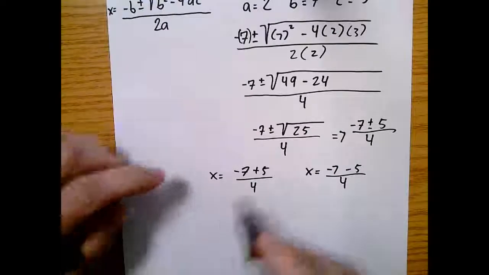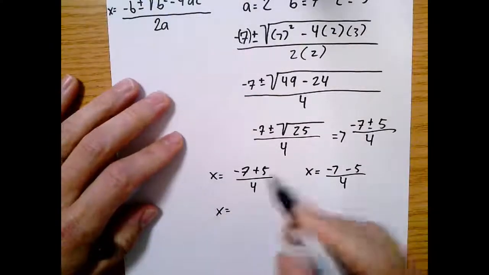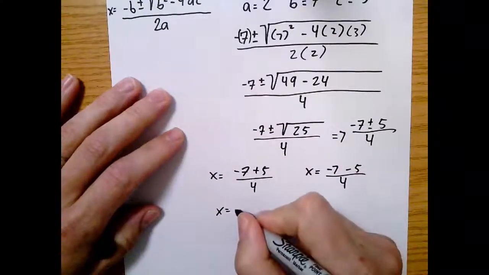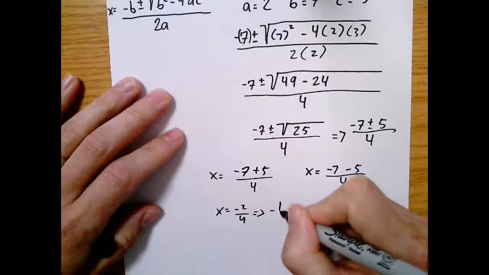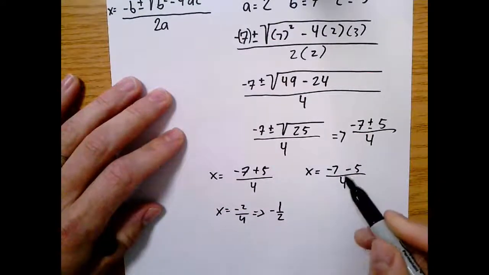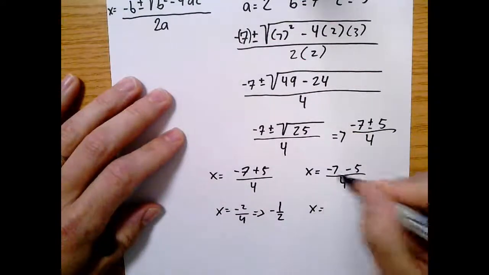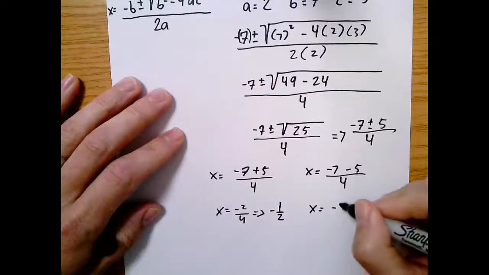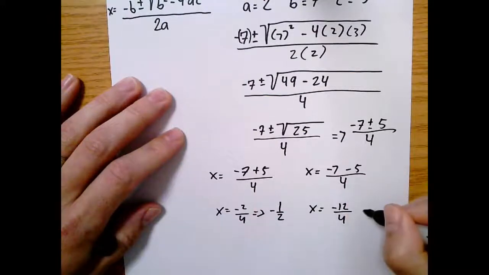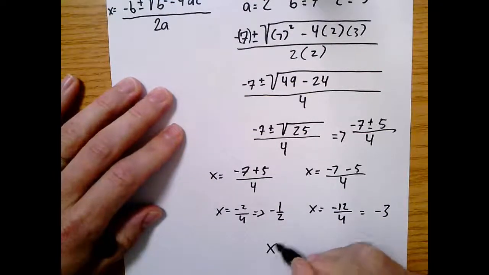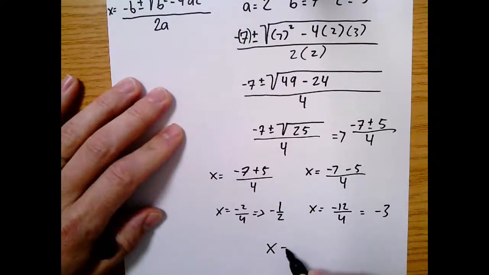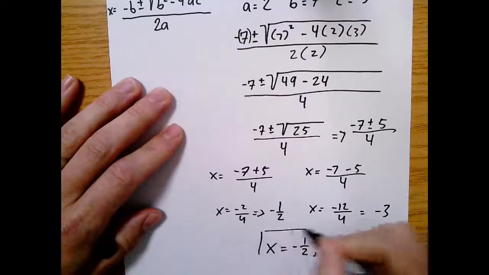Okay, so here we go. x is, well, negative 7 plus 5 is negative 2. So negative 2 over 4, which simplifies down to negative 1/2. And then for this one, x is negative 7 minus 5, which is negative 12 divided by 4. Negative 12 divided by 4 is negative 3. And voila, we have our 2 x-intercepts, our roots, our solutions, as you want to call them, our zeros. x is negative 1/2, and x is negative 3.